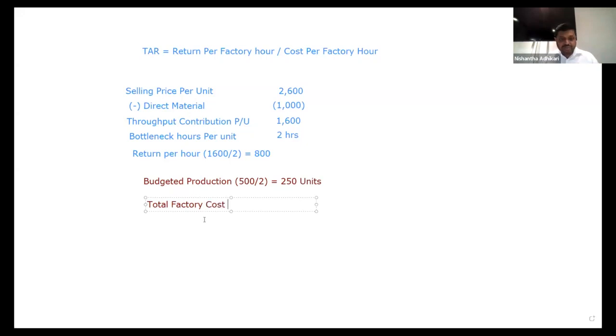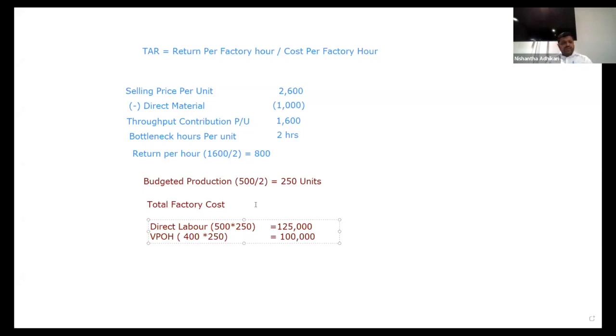Total factory cost. Take direct labor. It says 500 per unit, and you will manufacture 250. So 250 into 500, it should be 125,000, I think. That is direct labor. Variable production overhead is 400 rupees per unit into budgeted production 250, it will be 100,000.